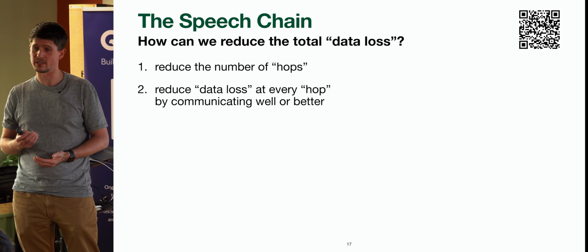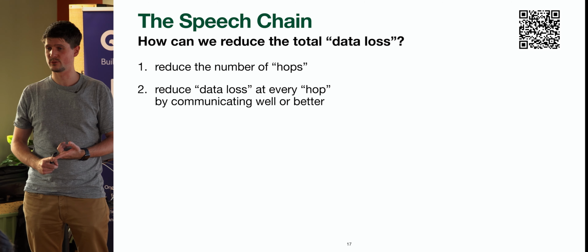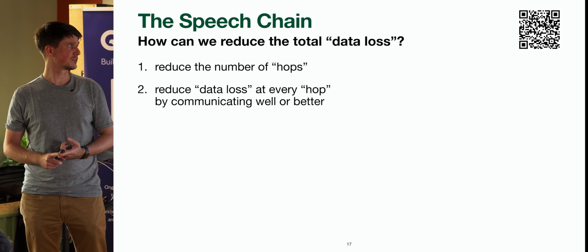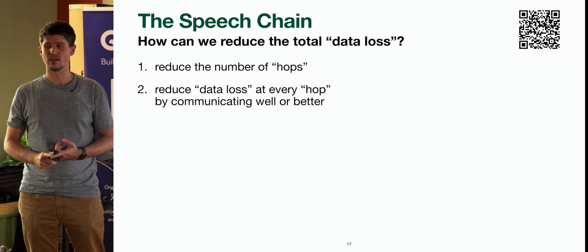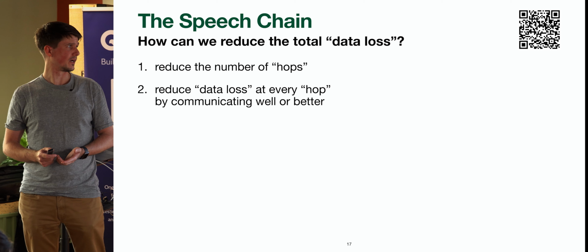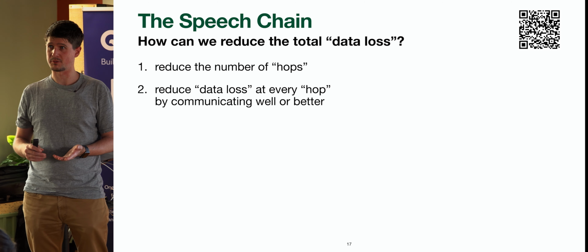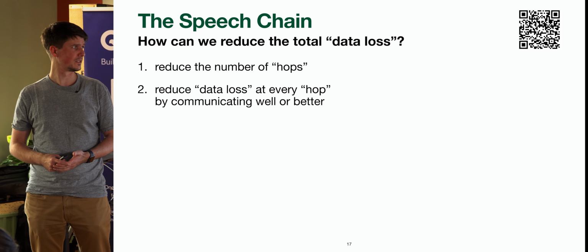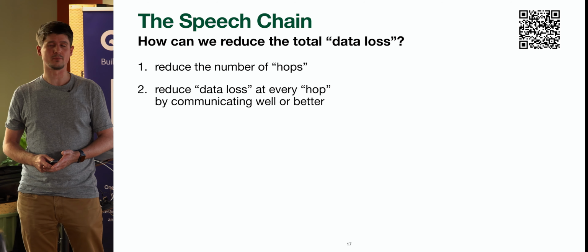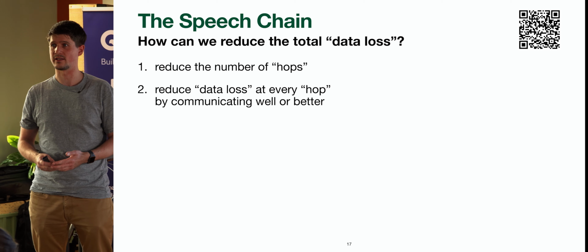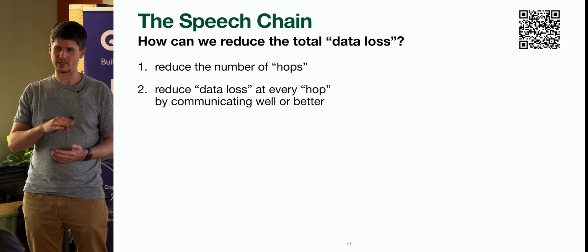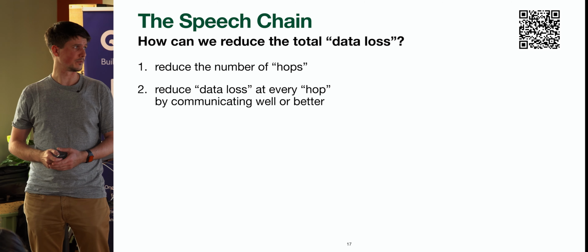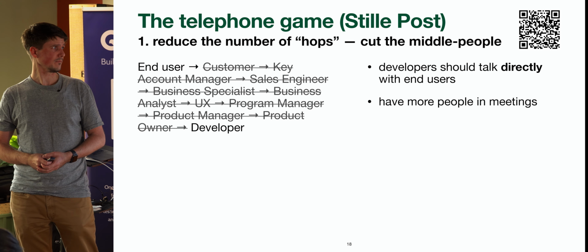Okay, so what can we do about this? There's two options we can do. First one would be reduce the number of hops. This is sort of obvious, because then we don't have that propagation problem. But that's not always practically possible. So a second solution would be to reduce the data loss at every single hop. That way, the curve is flattened, and I'll come to that.